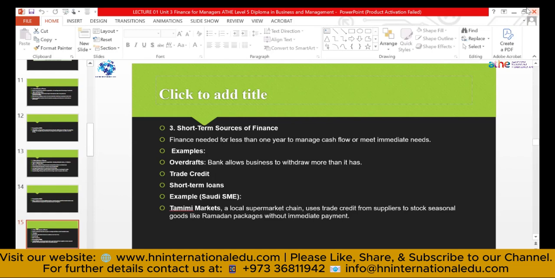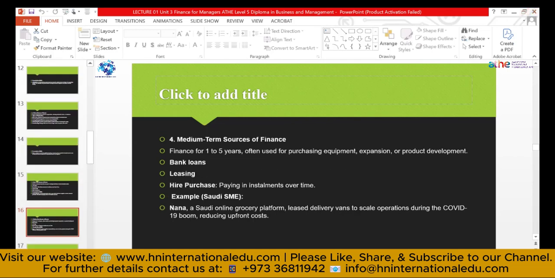Like Tamimi, they use credit from suppliers to stock some goods. Like you were talking about Ramadan packages, I think they do that every year, maybe all the supermarkets, but for Tamimi's I have no idea. It uses trade credit from the suppliers to stock seasonal goods like Ramadan packages without immediate payment. Now, I think the concept is clear of what trade credit is.